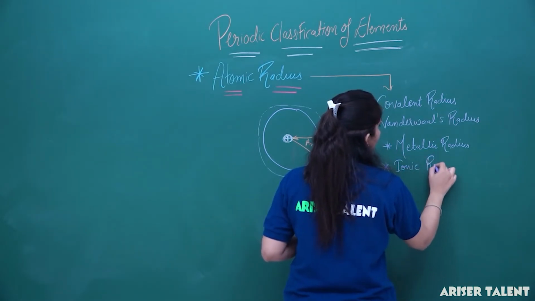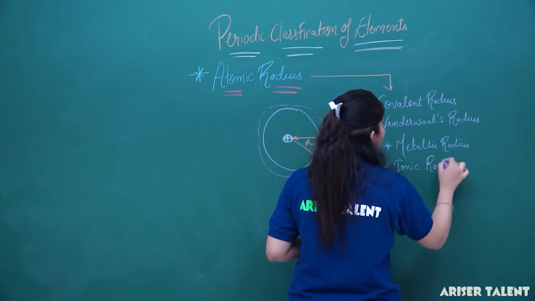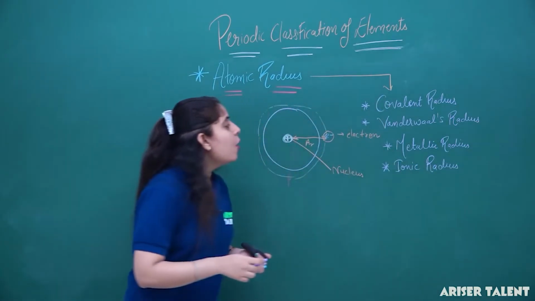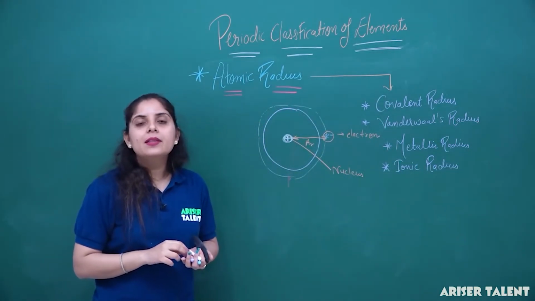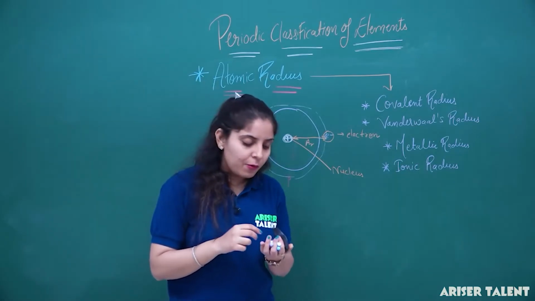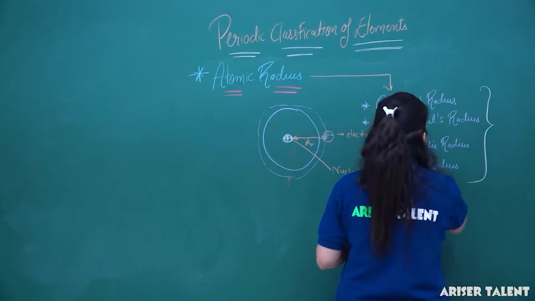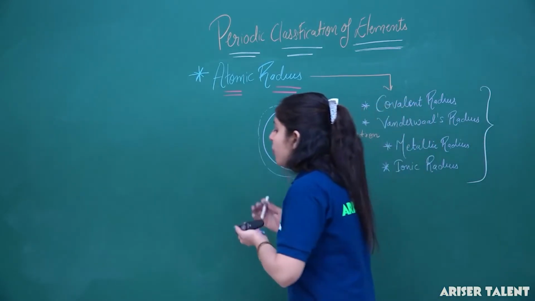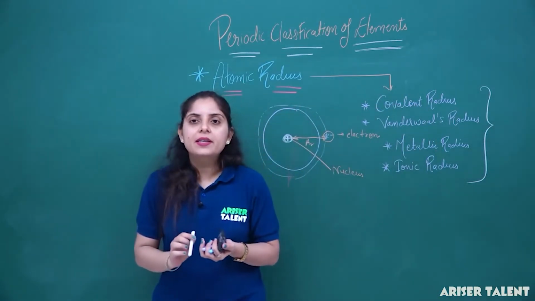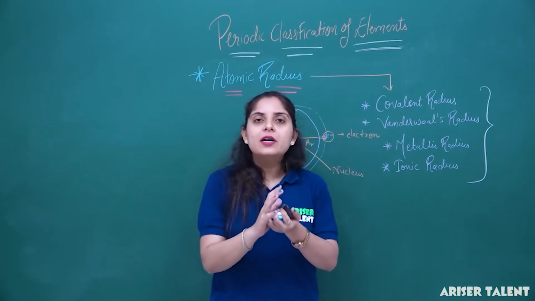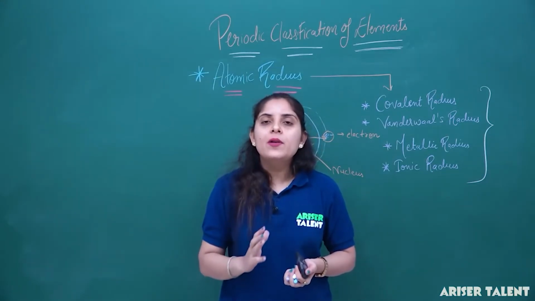So, these are the 4 radii we are going to discuss, and we will see how these radii follow a trend in the periodic table. So, let us deal with all these types of radius one by one. I hope what atomic radius is has been cleared to you. Now, let us move to our first type of radius, that is covalent radius.